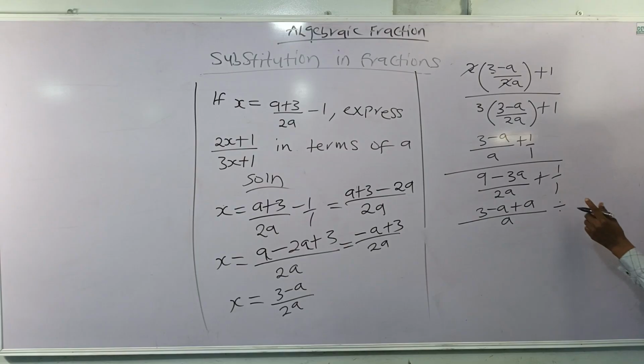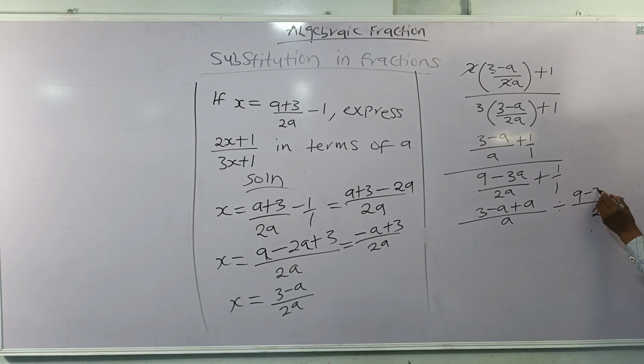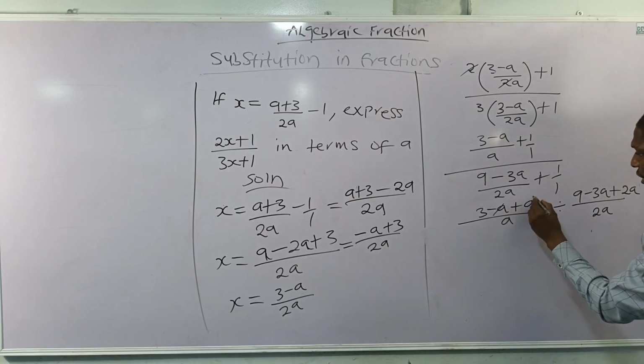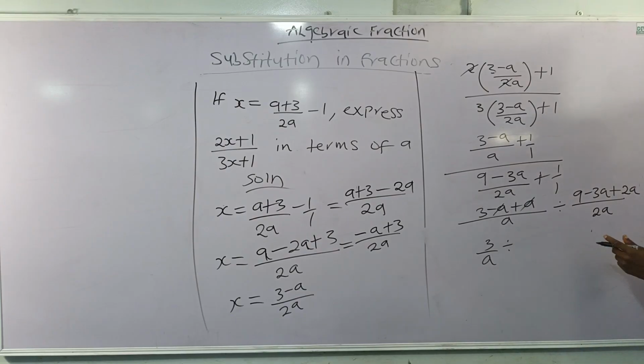Now, LCM of 2a and 1 is 2a. 2a into 2a, 1. 1 times 9 minus 3 will give me 9 minus 3a. Plus 1 into 2a is 2a. 2a times 1 is 2a. So this can cancel out to give me 3 all over a divided by 9 minus 3a plus 2a will give me minus a all over 2a.